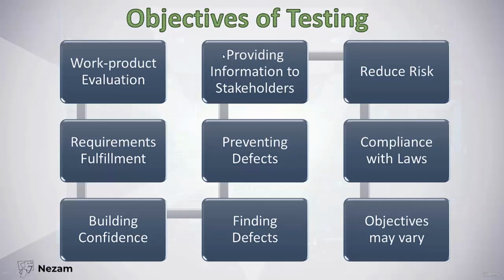If we begin testing early, especially static testing, that will prevent defects from occurring late in the life cycle. We provide information to stakeholders. The stakeholders, like the team leader, the manager, the client, and the user, we give them enough information about the level of the quality so that they can decide, is this software ready to be delivered or not? We reduce the risk of failures in user operation, like we said. We try to comply with laws and regulations. If we have a contract with the user, we try to make sure that our product satisfies this contract. And these objectives may vary depending on the type and the level of testing that we are performing now.